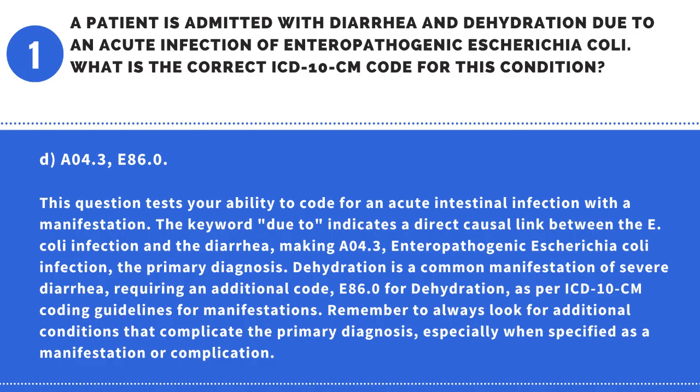This question tests your ability to code for an acute intestinal infection with a manifestation. The keyword "due to" indicates a direct causal link between the E. coli infection and the diarrhea, making A04.3, enteropathogenic Escherichia coli infection, the primary diagnosis. Dehydration is a common manifestation of severe diarrhea, requiring an additional code, E86.0, for dehydration, as per ICD-10-CM coding guidelines for manifestations. Remember to always look for additional conditions that complicate the primary diagnosis, especially when specified as a manifestation or complication.